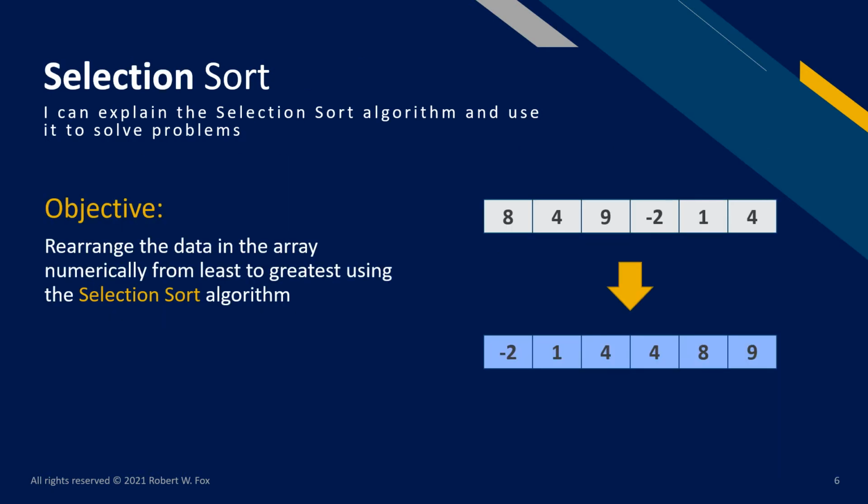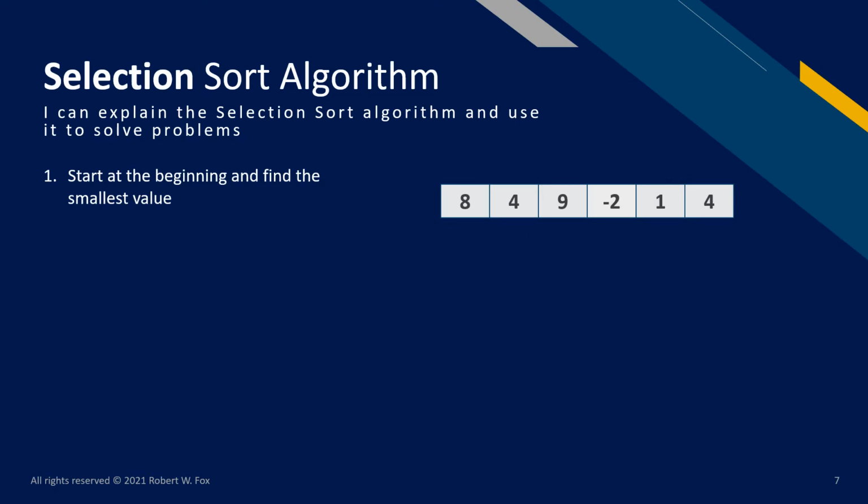For us specifically today, our objective is going to be to take the array 8, 4, 9, -2, 1, 4 and sort it using selection sort from smallest to biggest. Let's talk about the basic strategy of selection sort. Remember, the goal is to put these numbers in order from smallest to biggest, and we'll begin by starting at the very beginning of the array and searching for the smallest value. And of course, the smallest value in this array is -2.